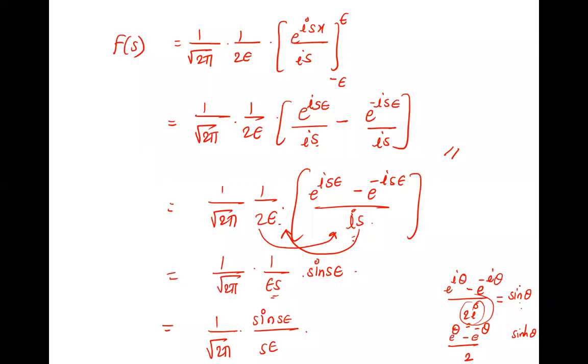Okay, yes, ma'am. Right. You can add one more step here then: 1 upon root 2 pi, 1 upon s epsilon, e raised to isx minus e raised to minus isx upon 2i. Is there any doubt? Please ask if you have.